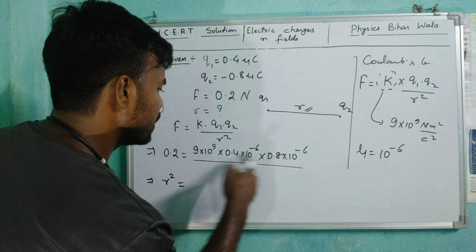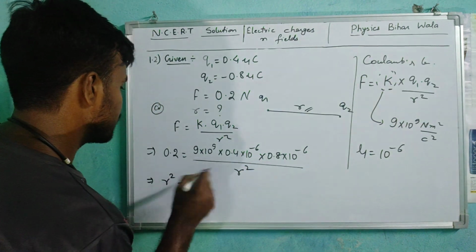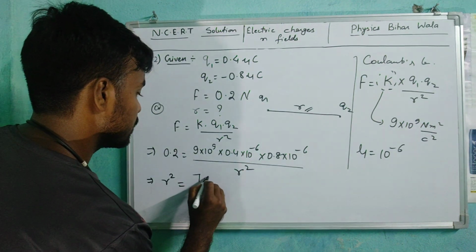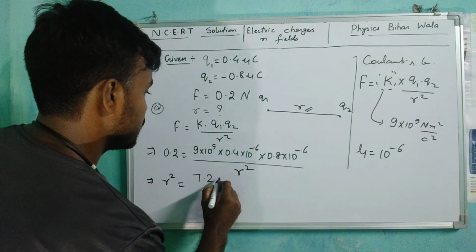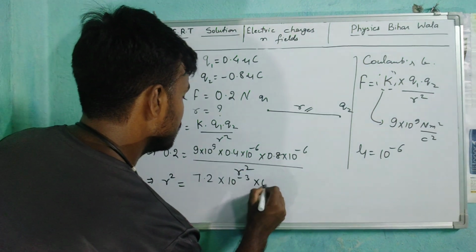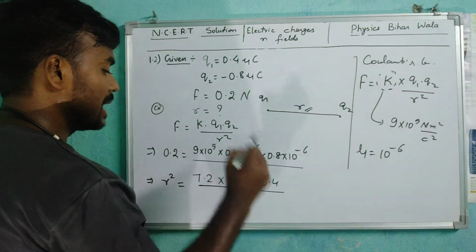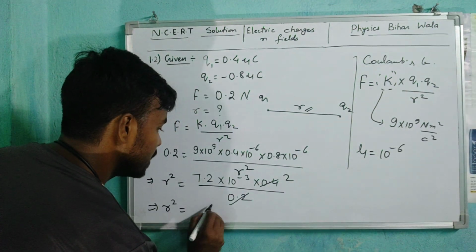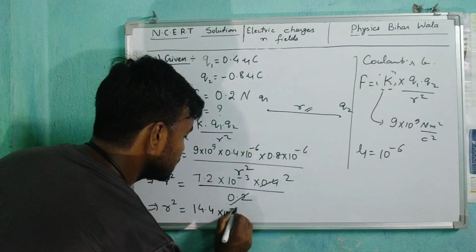When we solve it, what are we going to get? Let me do it. If I multiply these two into 10 to the power minus 3 into 0.4 divided upon 0.2, so we are going to get this. So the value of R square we are going to get is 14.4 into 10 to the power minus 3.